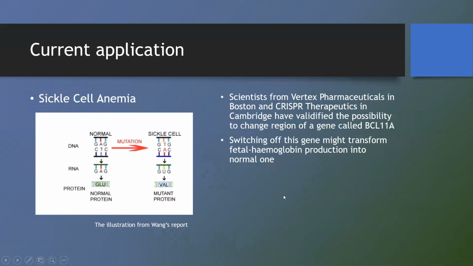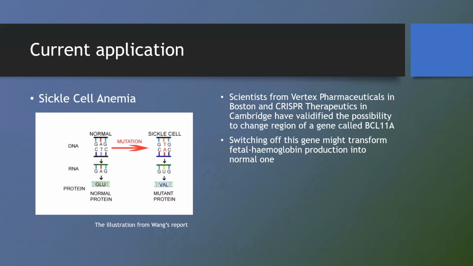Next one is sickle cell anemia. It is also a genetic disorder caused by a mutant protein. It involves a loss of oxygen carrying capacity and red blood cell malfunction. Fortunately, scientists from Vertex Pharmaceuticals in Boston and CRISPR Therapeutics in Cambridge have validated the possibility of changing a region of a gene called BCL11A. By changing it, is it possible to transform the fatal red blood cell into working healthy hemoglobin?